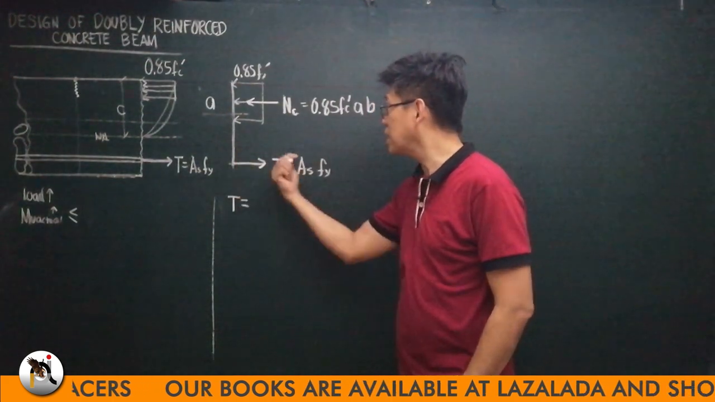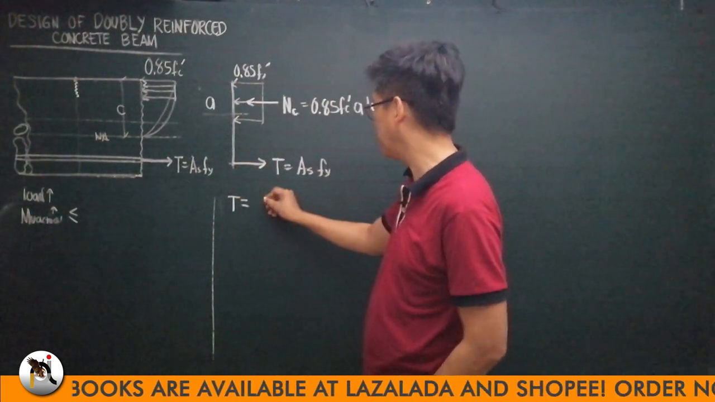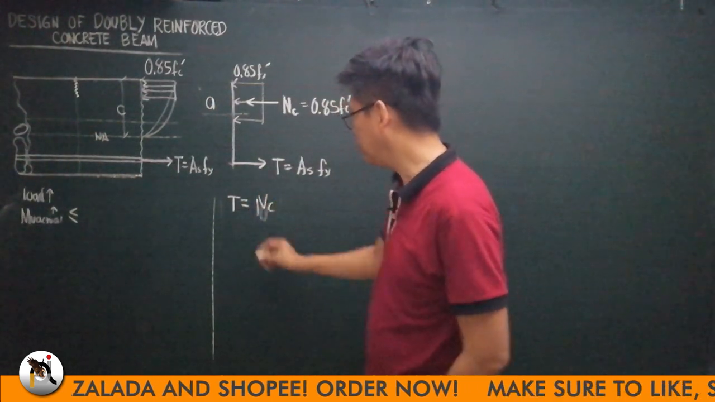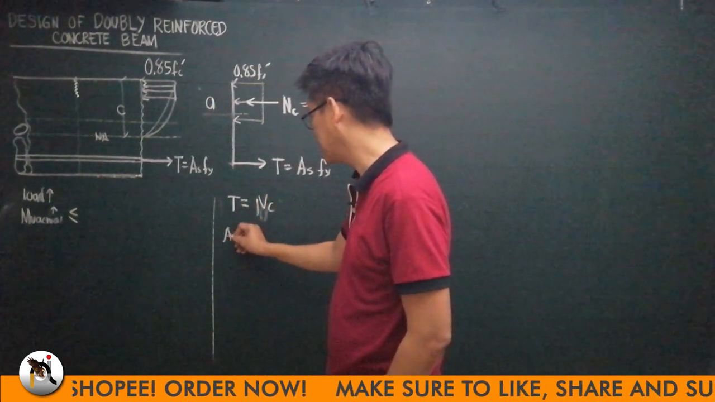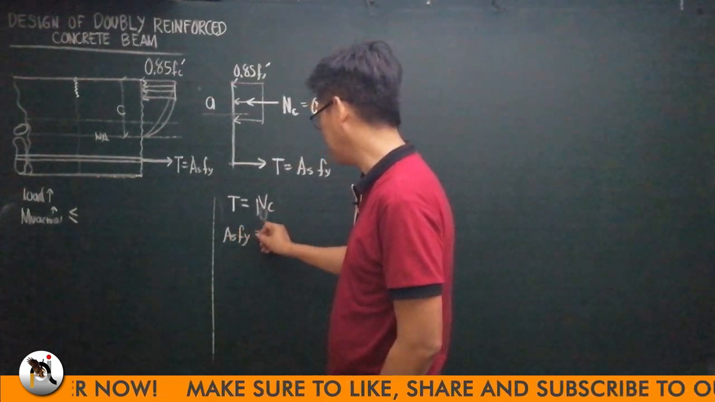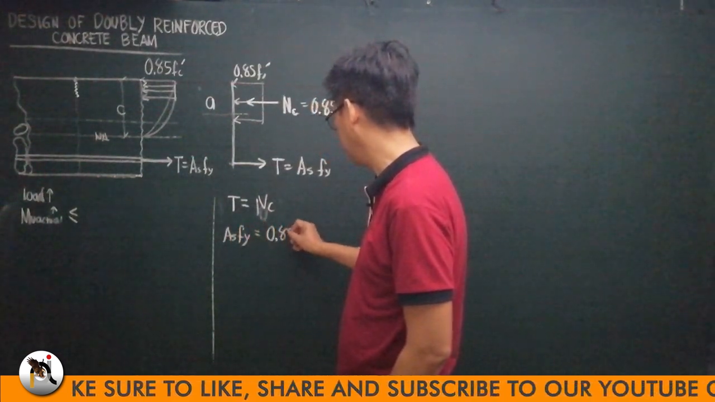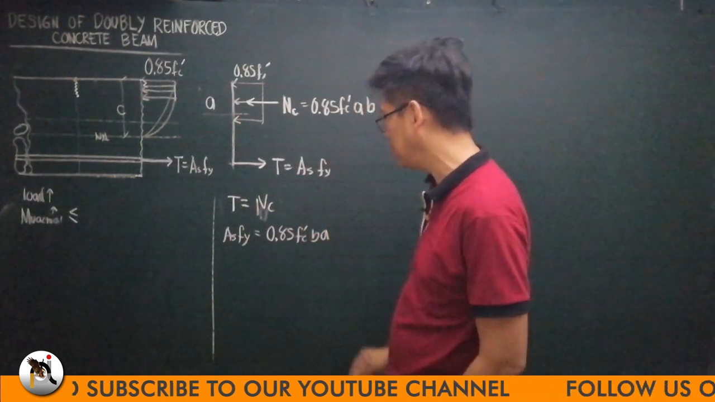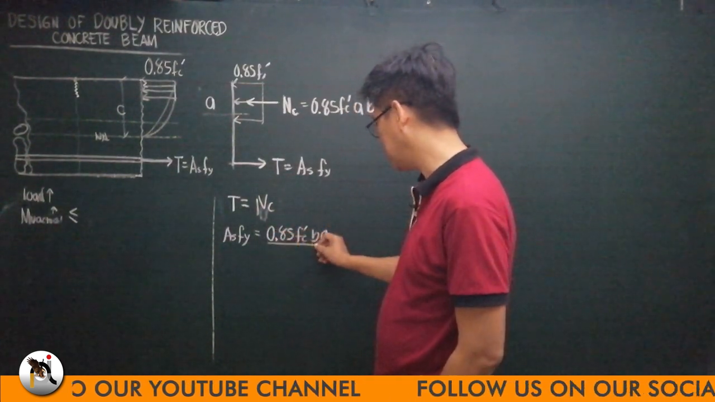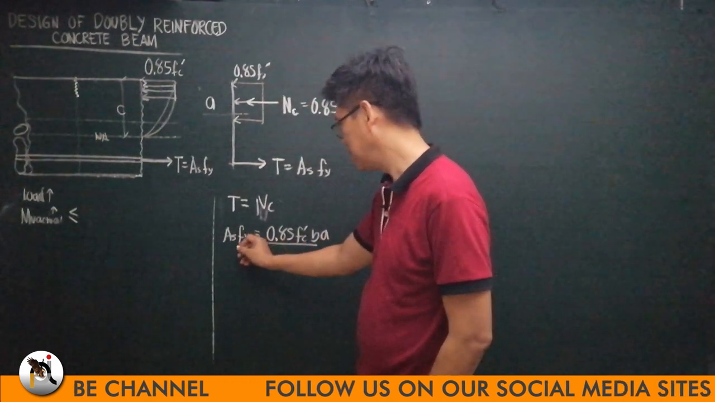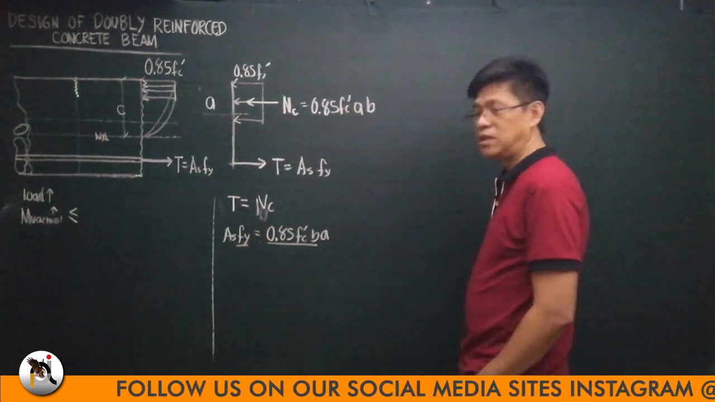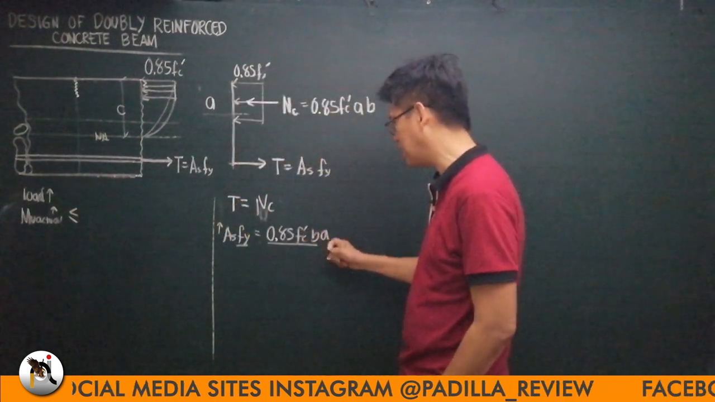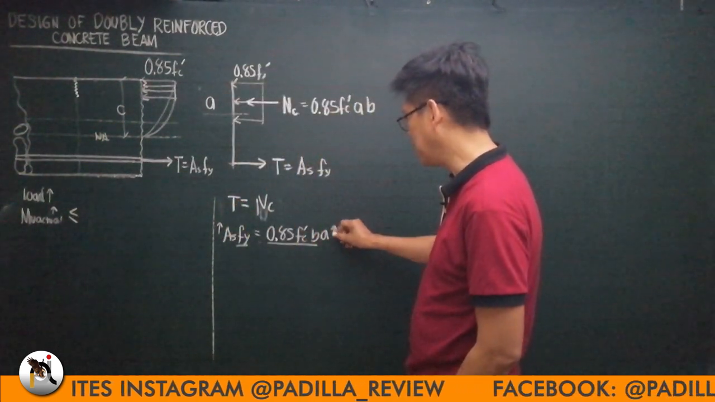So force right equals force left, T equals Nc. Your T is equal to As Fy, and Nc is 0.85 Fc prime B times A, or A times B. All of these are constants. This is also constant. Now with increasing As, concrete will try to balance that by increasing its A.